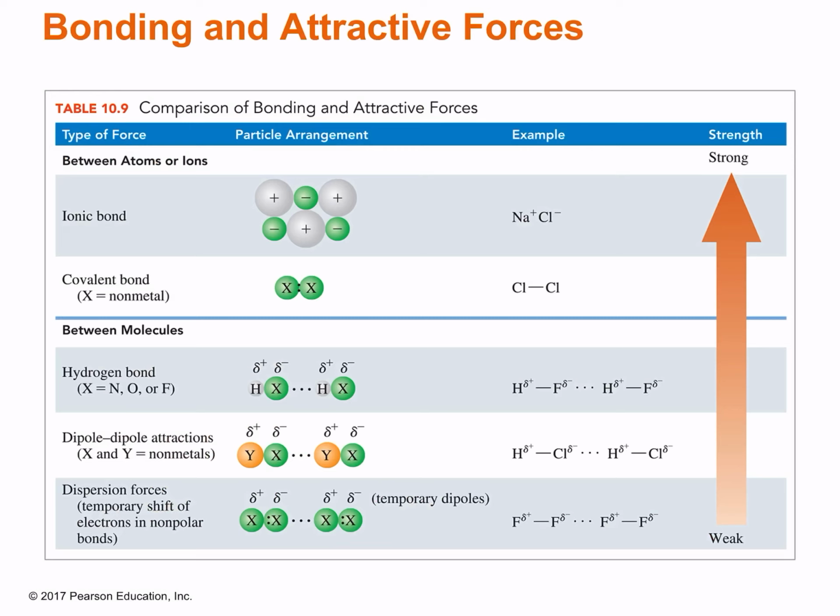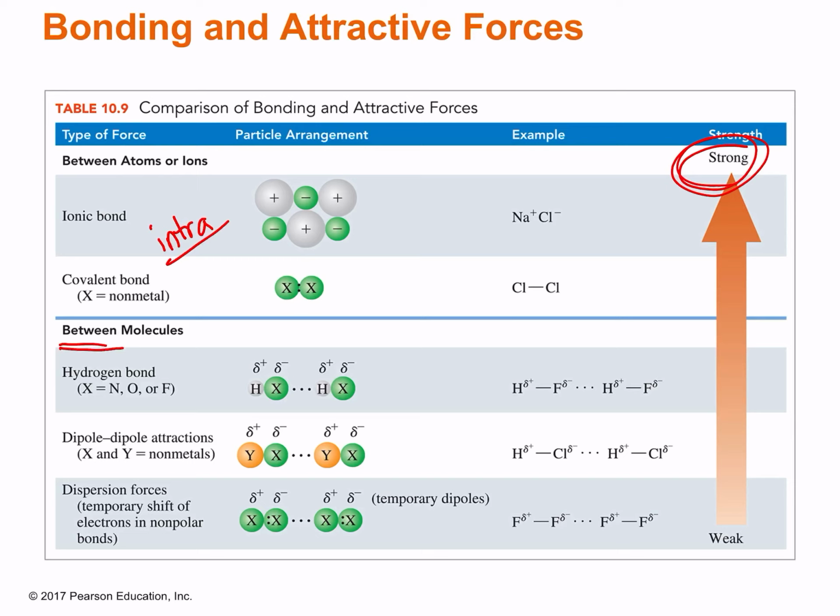So here is a summary of all of our different types of forces. The ionic bonds and covalent bonds are going to be within a molecule. These are intramolecular forces, which again is not the focus of today, but these are very, very strong. These are what happen within a molecule.